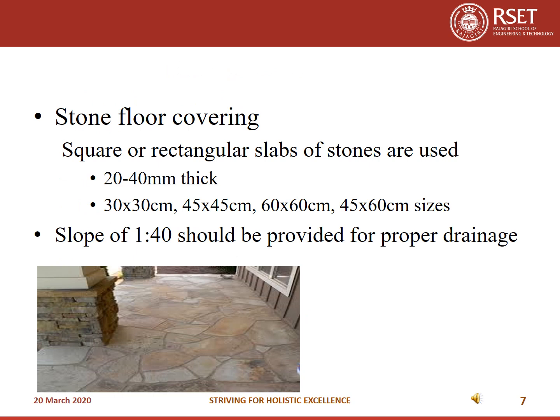Stone floor covering. It can be either square or rectangular slabs or stones, 20 to 40 mm thickness. If it is square, the size can be 30 by 30 cm, 45 by 45 cm, 60 by 60, or if it is a rectangle, 45 by 60 cm, etc. can be used. A slope of 1:40 should be provided for proper drainage.